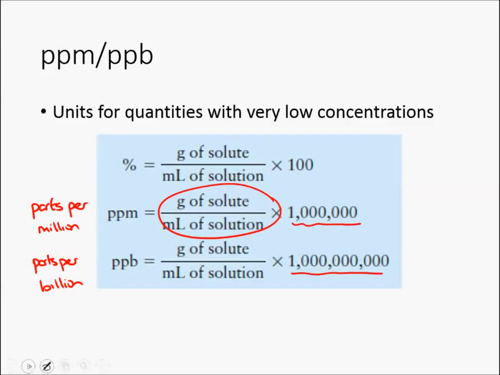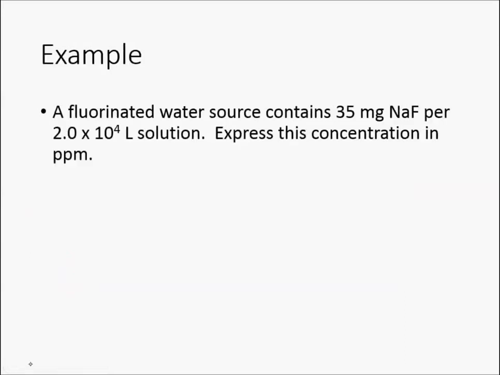So for example, if I have a fluorinated water source and I have 35 milligrams of NaF per 2 times 10 to the 4 liters, the number of ppm is the mass of my solute, so NaF in grams, over the number of milliliters of solution times 10 to the 6. So let's go through this.